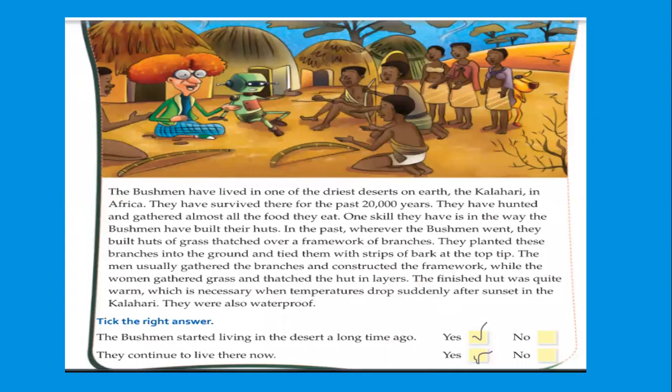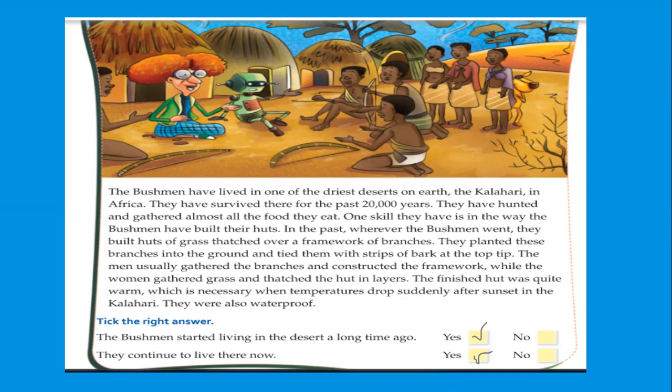Let us start with the introduction part given in your textbook. The Bushmen have lived in one of the driest deserts on earth, the Kalahari, in Africa. They have survived there for the past 20,000 years. They have hunted and gathered almost all the food they ate. One skill they had is in the way the Bushmen have built their huts. In the past, wherever the Bushmen went, they built huts of grass thatched over a framework of branches. They planted these branches into the ground and tied them with the strips of the path.